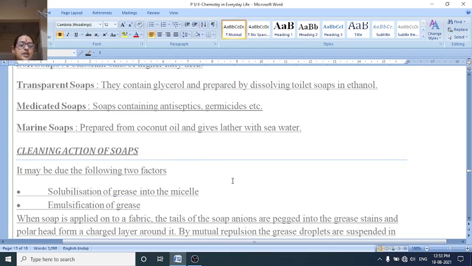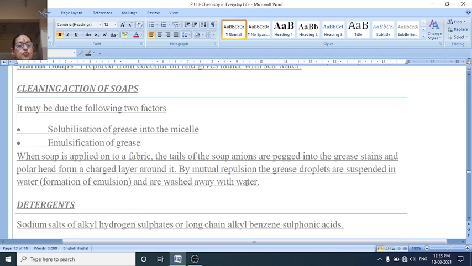Next is the cleansing action of soap. It may be due to the following two factors. One is solubilization of grease into the micelle. Next is emulsification of grease. So when soap is applied onto a fabric, the tails of the soap anions are pegged into the grease stains and the polar heads form a charged layer around it. By mutual repulsion, the grease droplets are suspended in water, forming an emulsion, and are washed away with water.